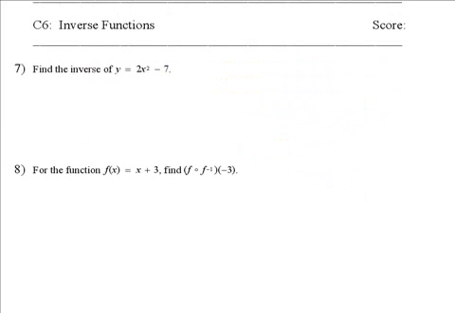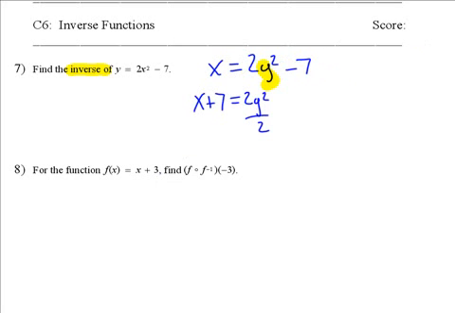Number 7, we're asked to find the inverse of the function y equals 2x squared minus 7. To find an inverse, our first step, as we learned, is to interchange x and y, leave everything else exactly where it is. So the x goes where the y was, the y goes where the x was, and every other thing stays put. And now we just have to get this y by itself again. If we can get y by itself, we've got an inverse function. So to get y by itself, I'm going to add 7 to both sides. So x plus 7 equals 2y squared. I'm going to divide by 2 next.